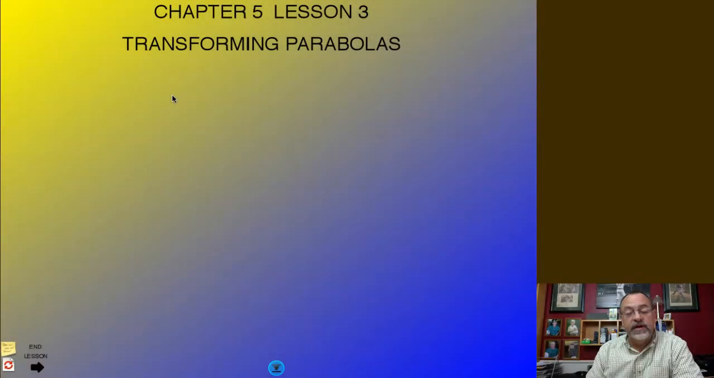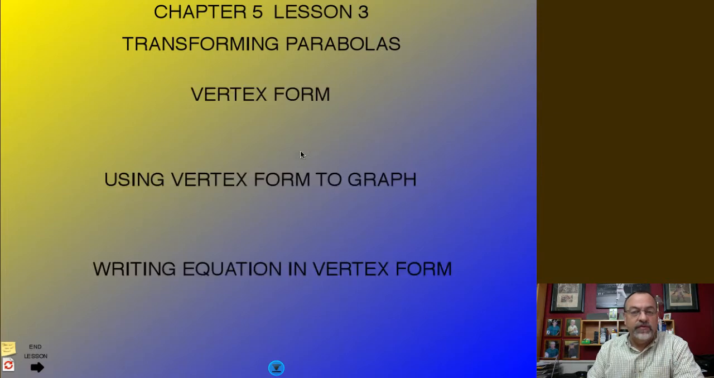Advanced Algebra Chapter 5, Lesson 3, going to wrap up looking at these parabolas, at least from an introductory standpoint, and looking at another form of the equation, and that is called the vertex form of the equation. We looked at standard form, ax squared plus bx plus c. We looked at the equation when there was no linear term, ax squared plus c.